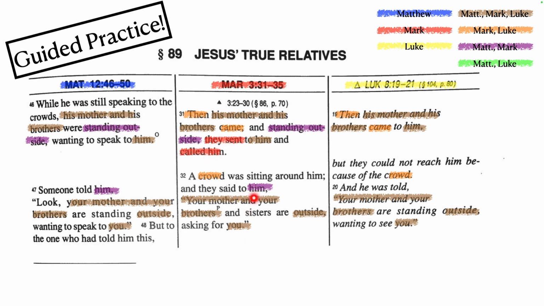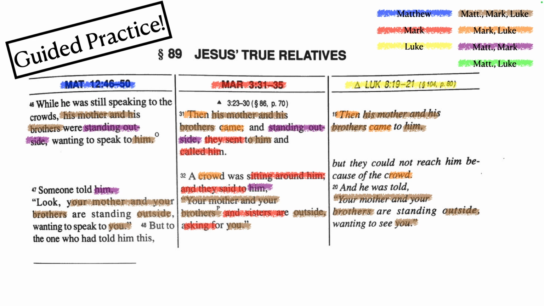And let's do the same thing down here, again in red, marking what is unique to Mark. This is going to be the sitting around him and said to him. And the sisters, so Mark is the only one to include specifically sisters, and the asking. So what the family members are doing is asking in Mark, and it's going to be different in Matthew and in Luke.